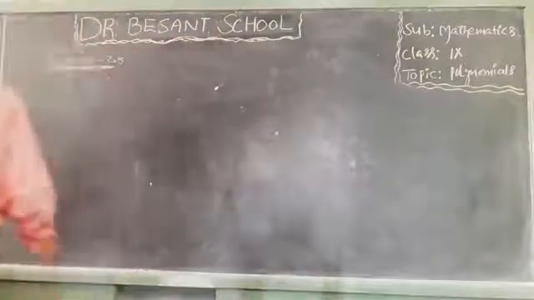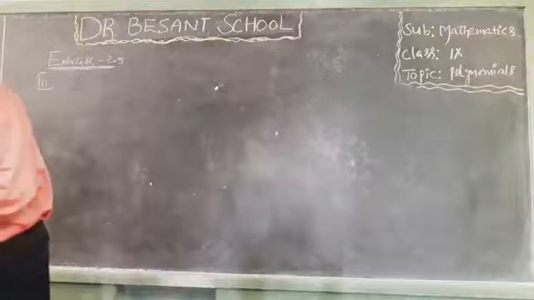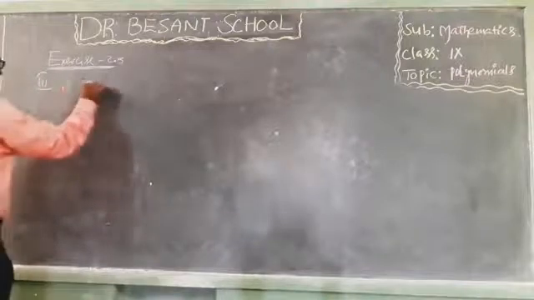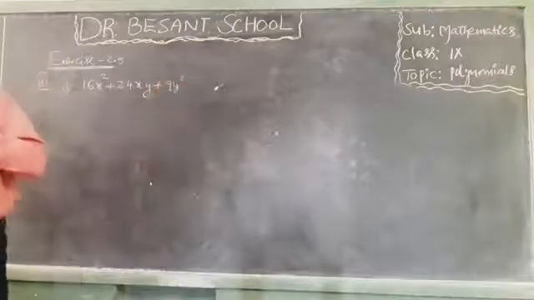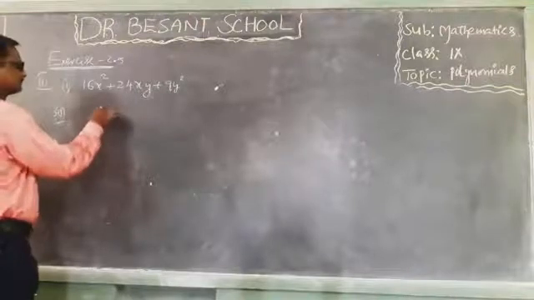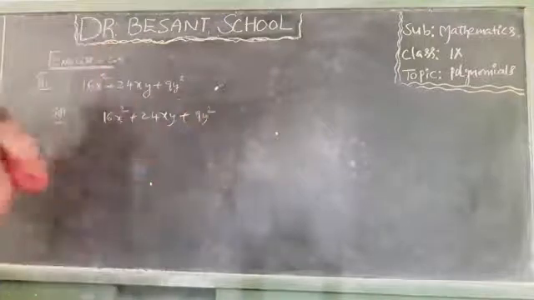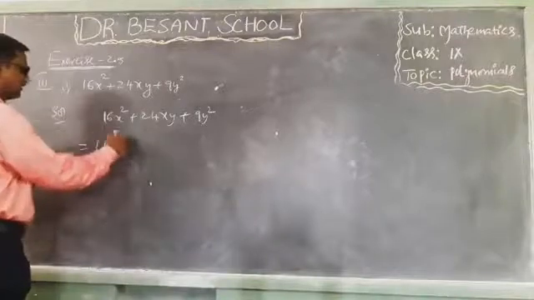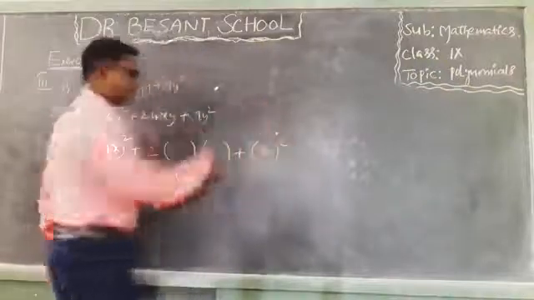Come to the third set from this exercise 2.5. Factorize the following expressions using appropriate identities. First one, you see, children, this is 16x square plus 24xy plus 9y square. Factorizing these expressions with algebraic identities, it can be written as 4x whole square plus 2 into something into something, plus 9y square means 3y whole square.